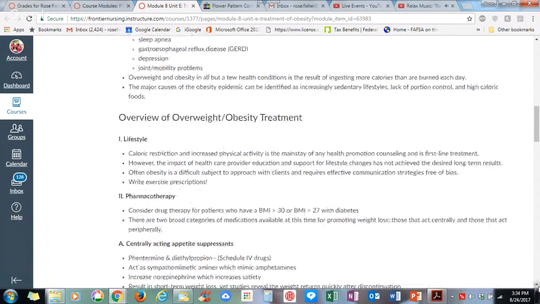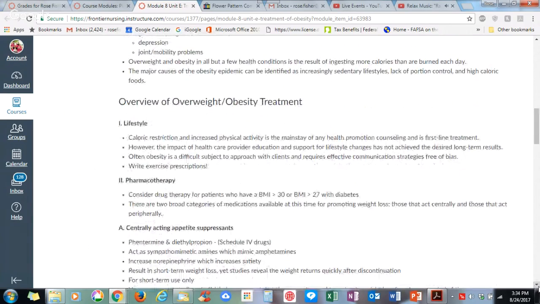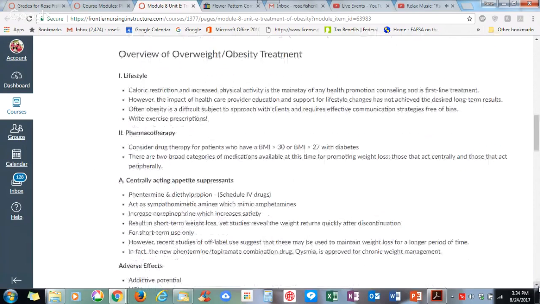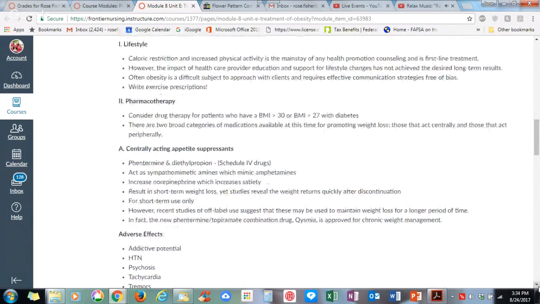Overweight and obesity, in all but a few health conditions, is the result of ingesting more calories than are burned every day. The major causes of the obesity epidemic can be identified as increasingly sedentary lifestyles, lack of portion control, and high caloric foods. Overview of overweight and obesity treatment: lifestyle.